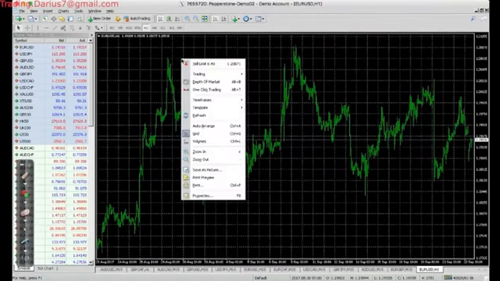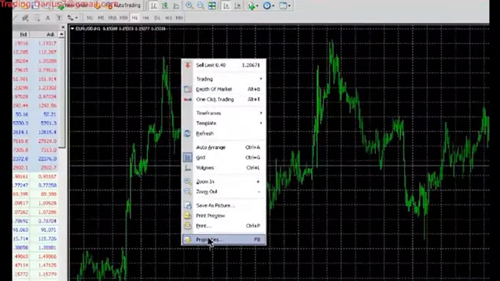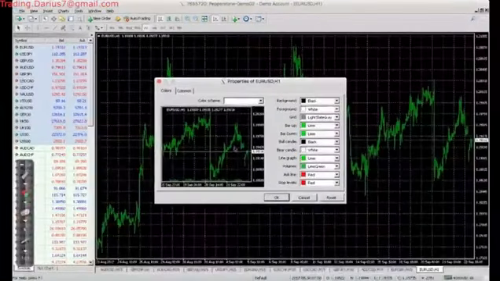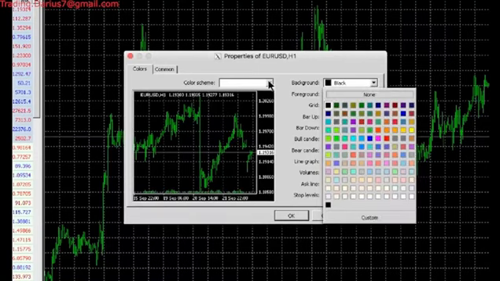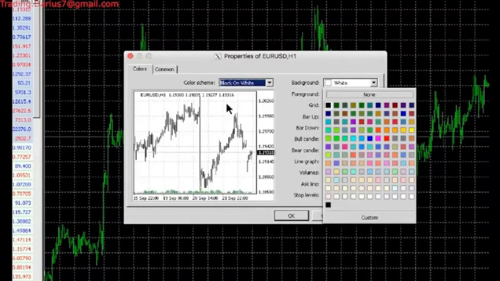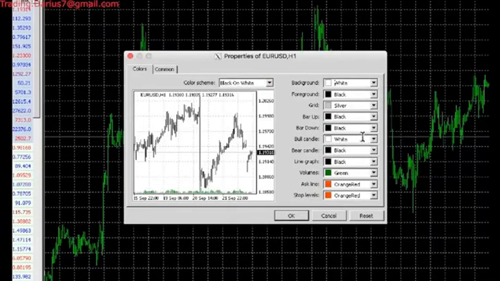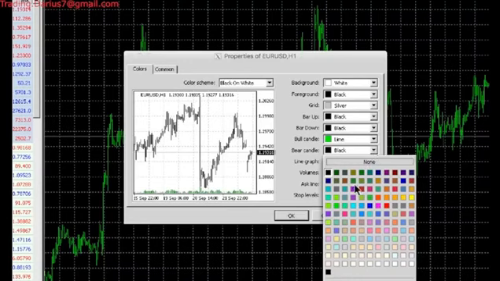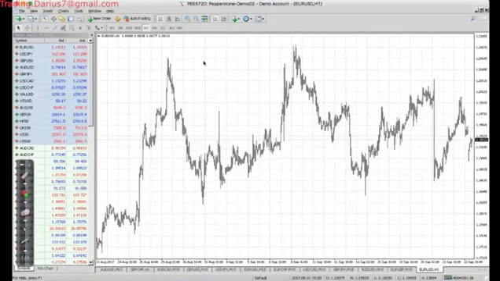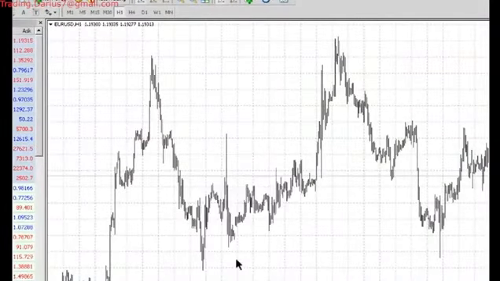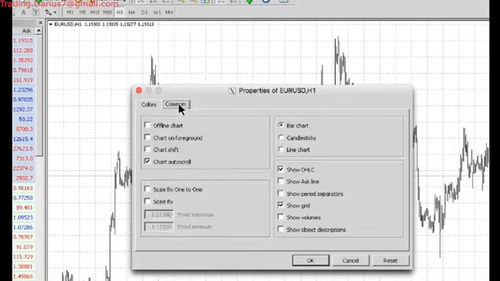So I'm going to right click again. Right click on the chart, go to properties. I'm going to choose a background, or rather color scheme, black on white. It's my preference. Okay, bull candle green, bear candle red. Oops, forgot something. Right click again, go to properties, common, change it to candlestick patterns, right? Candlestick patterns.